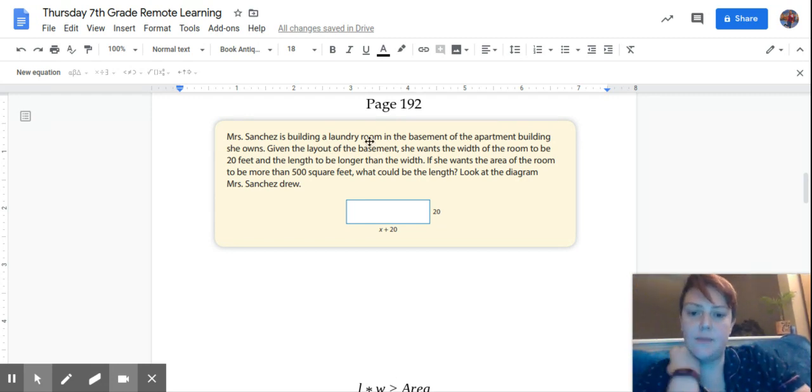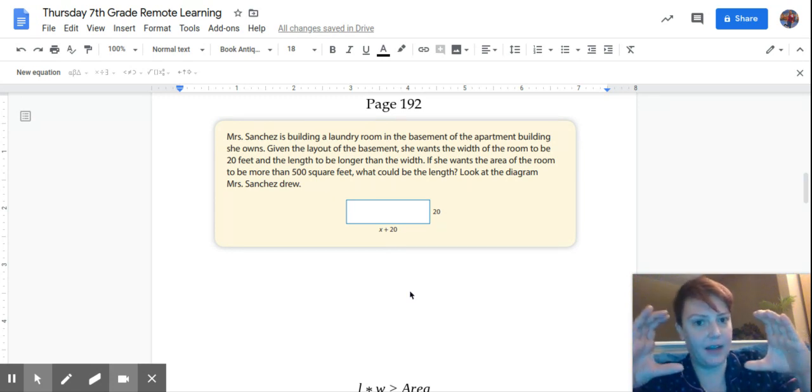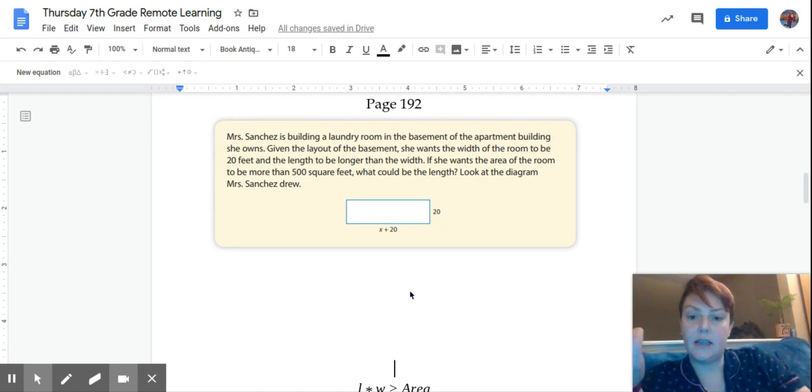Miss Sanchez is building a laundry room in the basement of the apartment building that she owns. Given the layout of her basement, she wants the width to be 20 feet, right here, and the length to be longer than the width. That means some number bigger than 20, and the way that you get a number bigger than 20 is by adding something to it. And so that's why we have x plus 20 here. Now, she wants the area of this rectangular room, and remember, area of a rectangle is length times width. She wants that area to be more than, greater than or equal to, 500 square feet. So what could the length be?